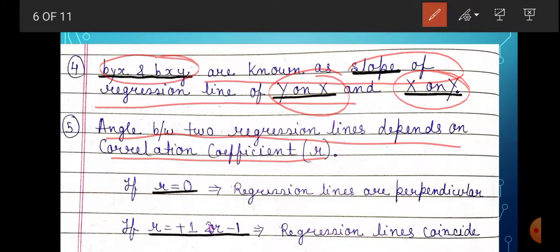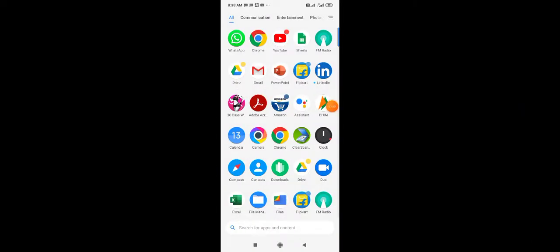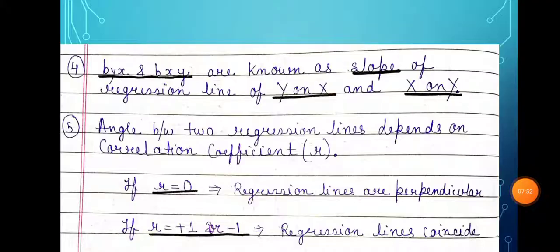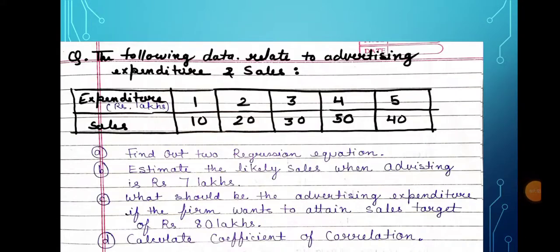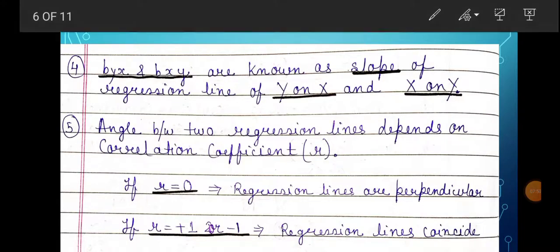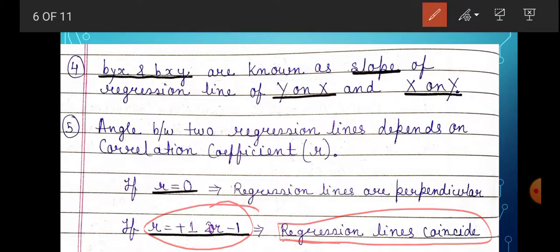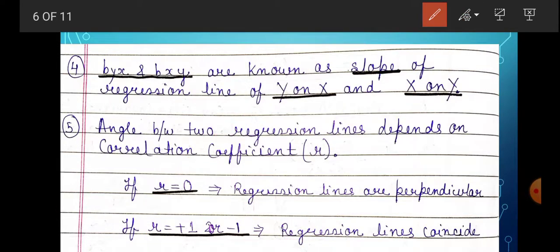Suppose two regression lines are there, x on y and y on x, then their angle will depend on the correlation coefficient. If r is 0, then the regression lines will be perpendicular. If r is plus 1 or minus 1, then the regression lines coincide with each other. Coincide means one line is there, and the other line will also lie on that line only. So that is coincide. Now next we will do a question.